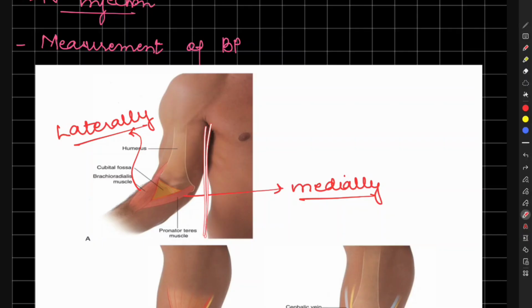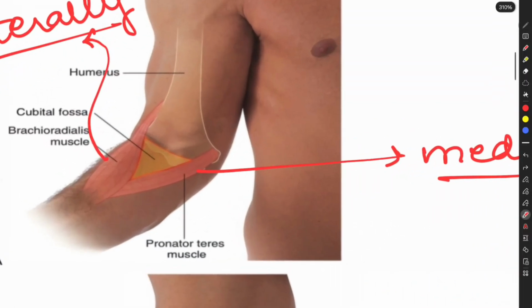Now, this is the medial side of the body, whereas this is the lateral side of the body. On the medial side, we have a muscle here, which is the pronator teres, whereas another muscle over here is called the brachioradialis. So it is very clear that the medial boundary is formed by the pronator teres muscle, whereas the lateral boundary is formed by the brachioradialis muscle. In between these muscles lies a triangular hollow, that is the cubital fossa.